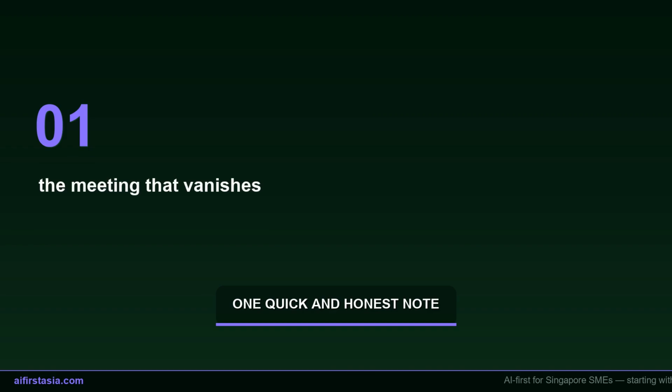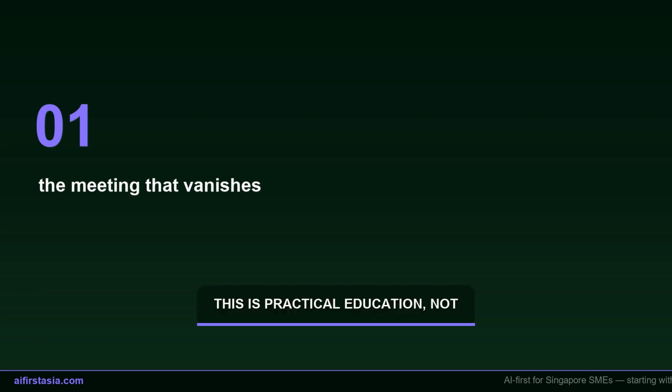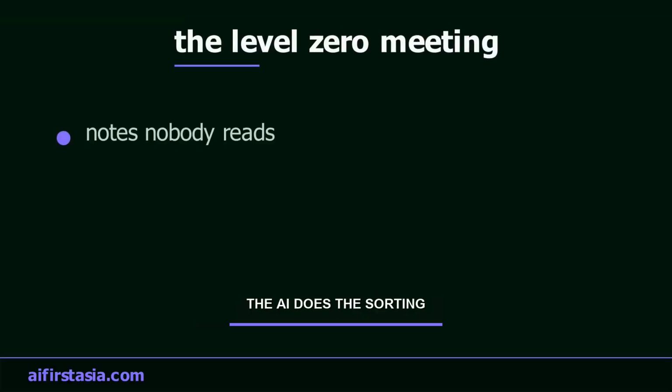One quick and honest note before we start. Meetings often contain sensitive things, client names, numbers, private plans. So being thoughtful about privacy is part of doing this properly, and we will come back to that. This is practical education, not magic. The AI does the sorting and summarizing, the judgment stays yours.